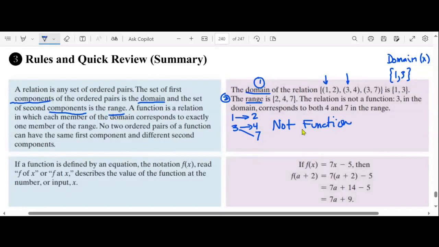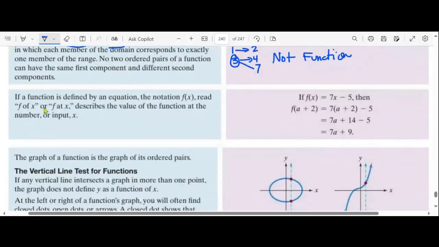Why? Because every component in x allowed only one component in y, not two components. Is this clear? All right. So the relation is not a function, okay? 3 in the domain corresponds to both 4 and 7 in the range. Is this clear? Okay. Let's move on to the summary for the next part.